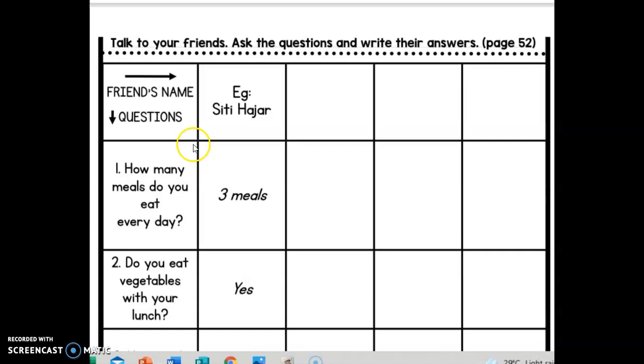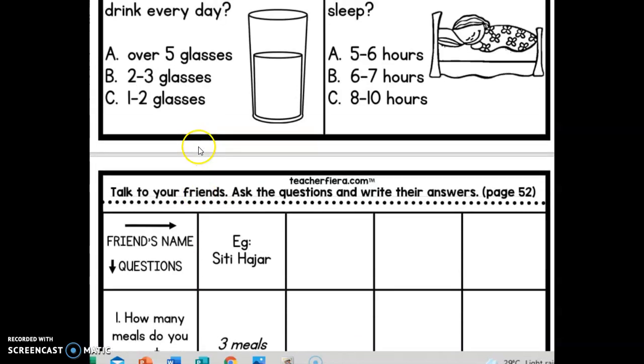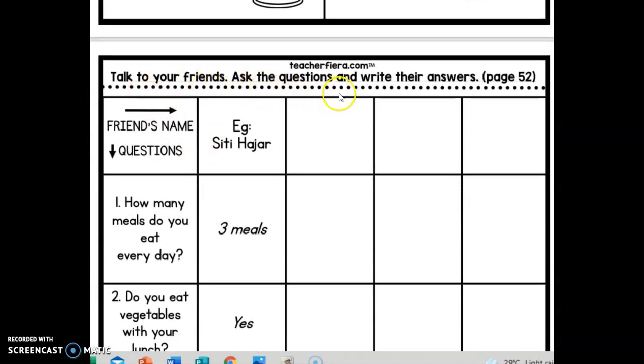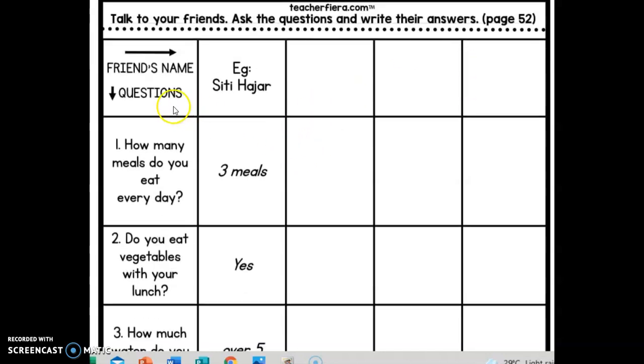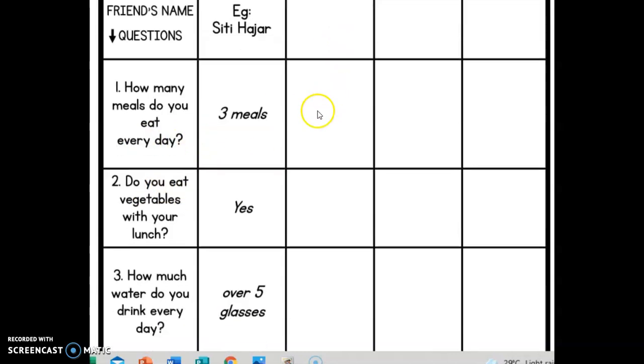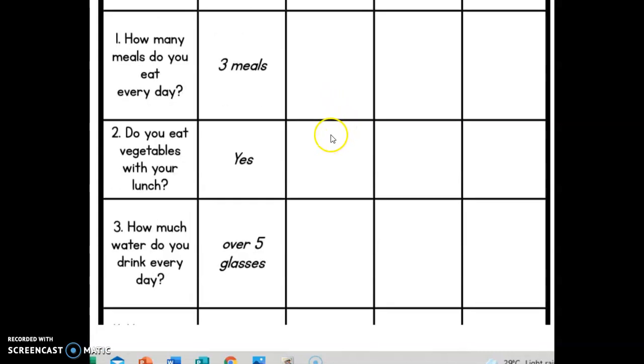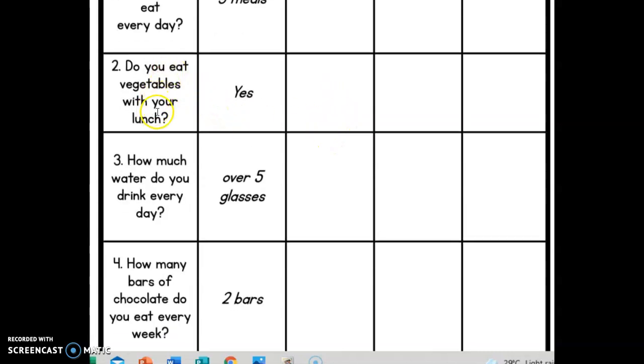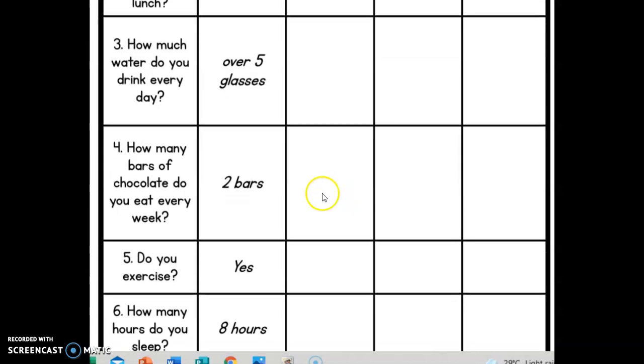After that, you do these exercises. Ni exercise seterusnya. Talk to your friends, ask the questions and write their answers. Okay, contohnya. Ahna, Fauzi, Suhail. Okay, so you ask Ahnaf, how many meals do you eat every day, Ahnaf? And then Ahnaf akan cakap lah 3 meals, 4 meals. Do you eat vegetables with your lunch? Yes, no. How much water do you drink every day? 2 glasses, 1 glass, 5 glasses.